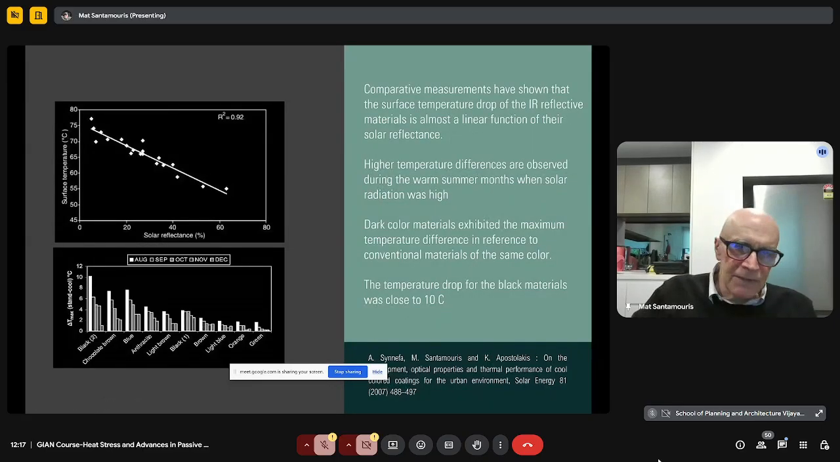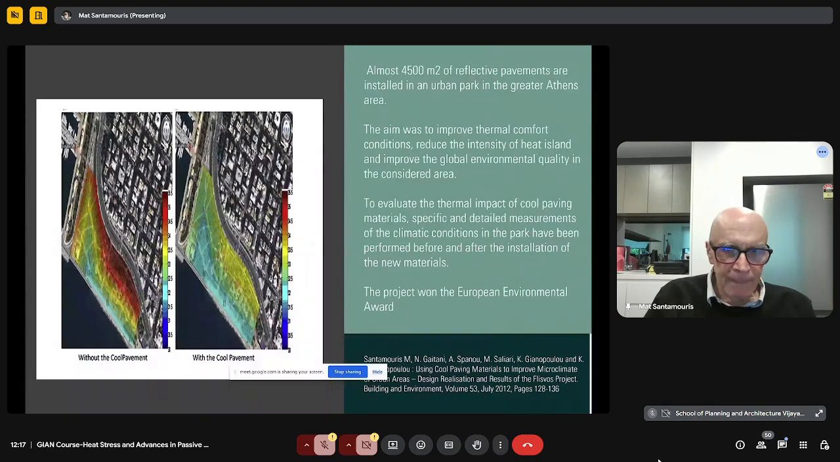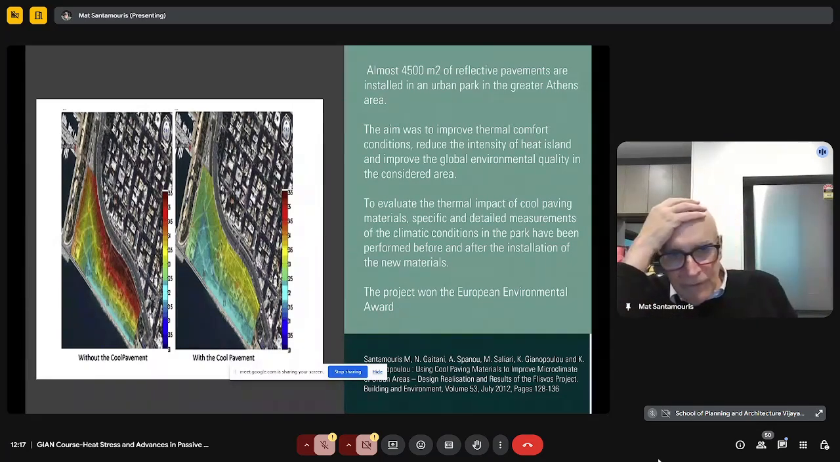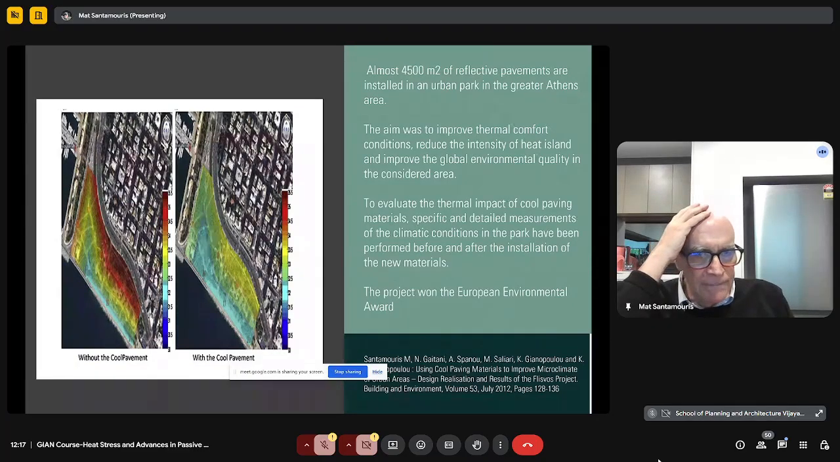These materials are commercially available. You can buy them from everywhere, they are extensively used all around the world, produced also in Israel and in India, and present very high performance and very high stability. These materials can be used for roofs, for tiles, etc. I will show you one of the first applications we had in Europe about 15 years ago, the rehabilitation of an urban park.